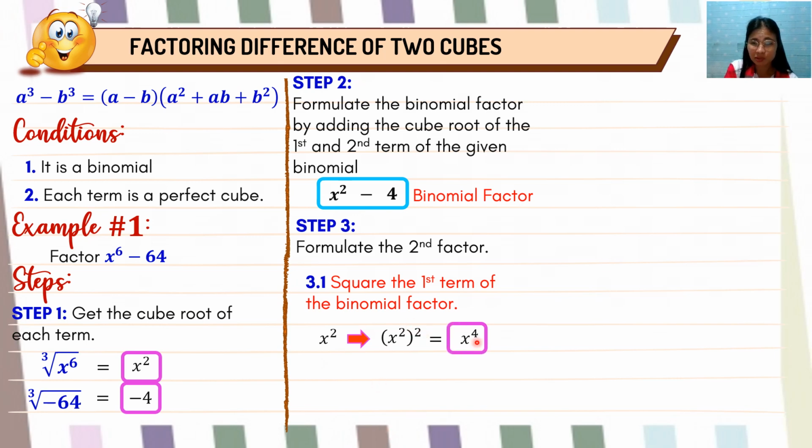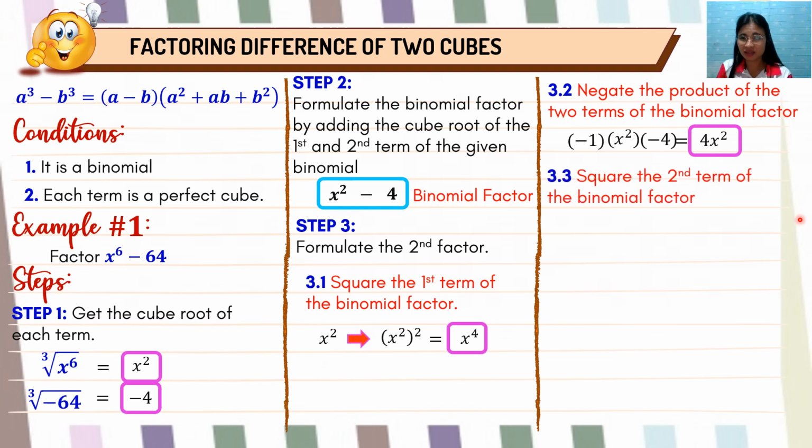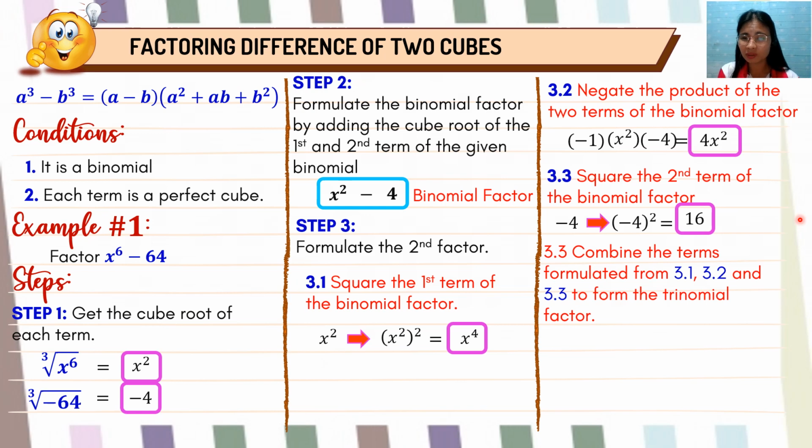Okay? 2 times 2 gives you 4. Next is negate the product of the two terms. So negate: negative 1 times the first term, x squared, and the second term, negative 4. That is negative 1 times negative 4, which is positive 4, then x squared. Next is square the second term. Our second term is negative 4. So squaring negative 4 is equal to positive 16. Again, always remember, squaring a negative number will always give you a positive result.